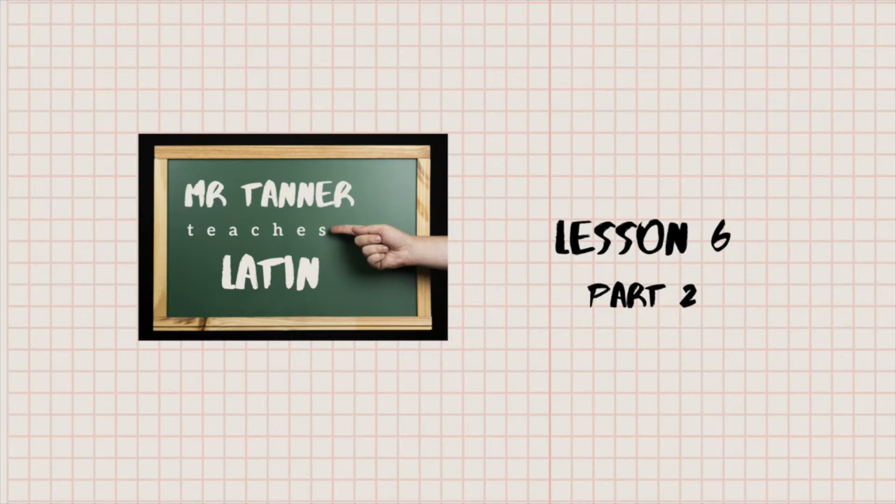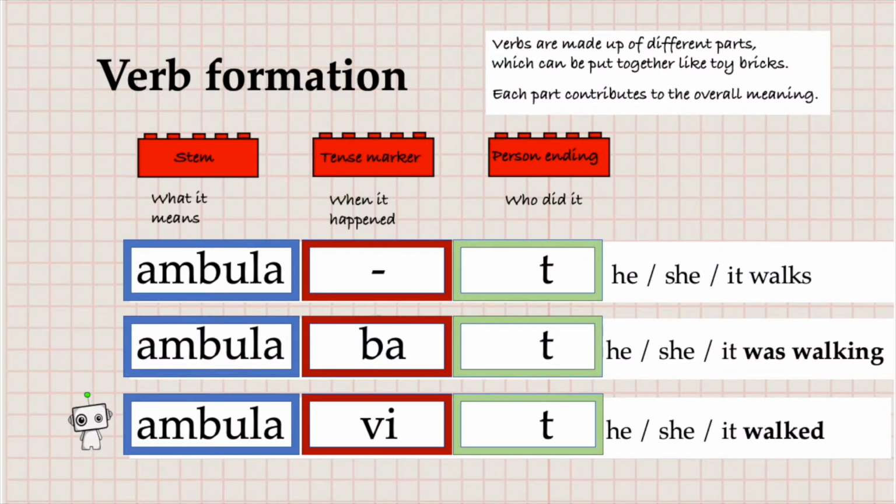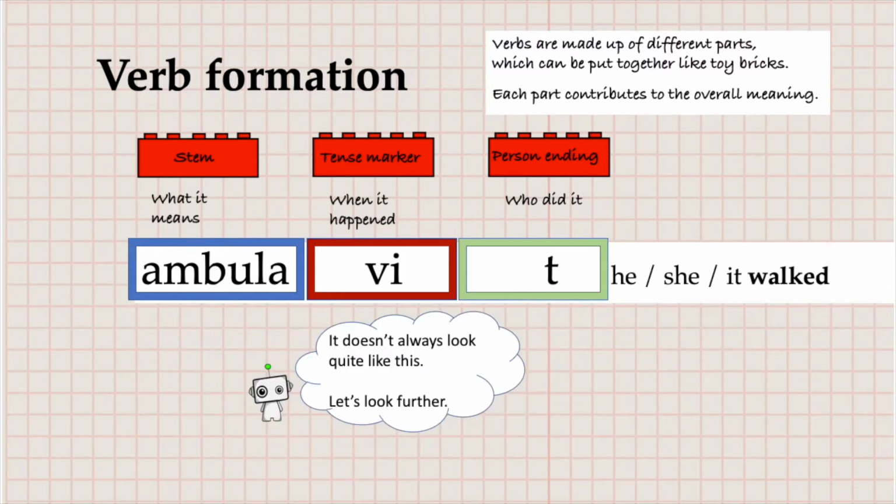Okay guys, time for part 2 and a bit of an explainer. So, this is what we were looking at in part 1. We looked at verb formation, how verbs are made up of multiple building blocks: a stem, a tense marker, a person ending, potentially other stuff as well. We looked at imperfect and perfect tenses. This one, the perfect tense, doesn't always look quite like this. Little Robot's here and is going to help us look further at other ways that the perfect tense might form.